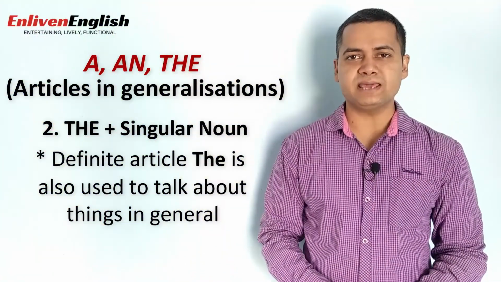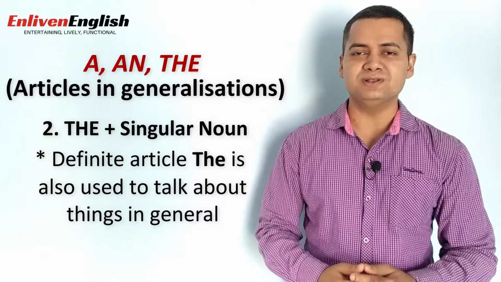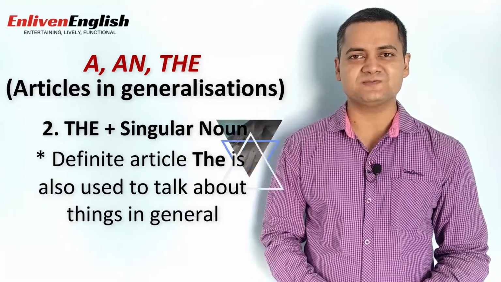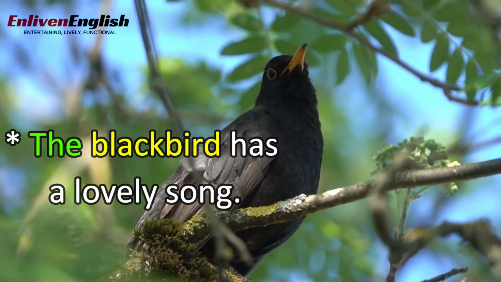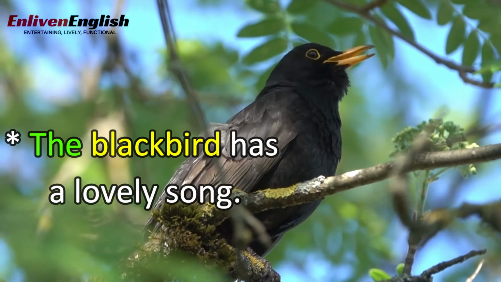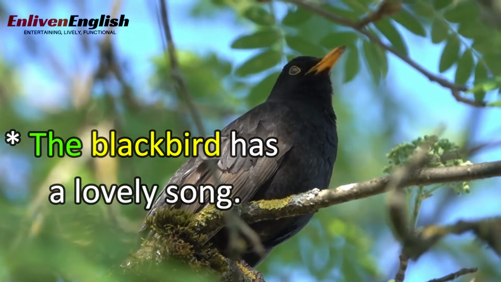Another way of generalizing is to use definite article the with a singular countable noun. Let's understand this. The blackbird has a lovely song. Here, the blackbird means a typical normal blackbird, one which stands for blackbirds in general.